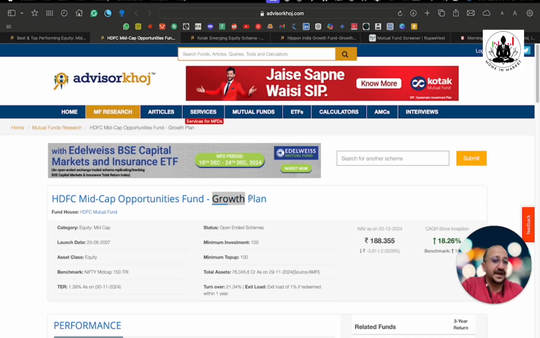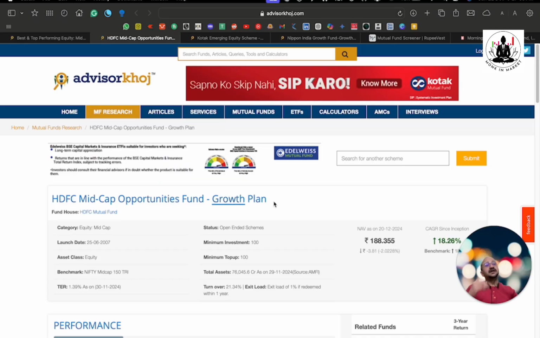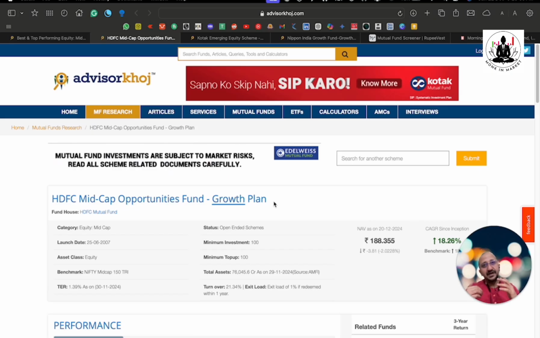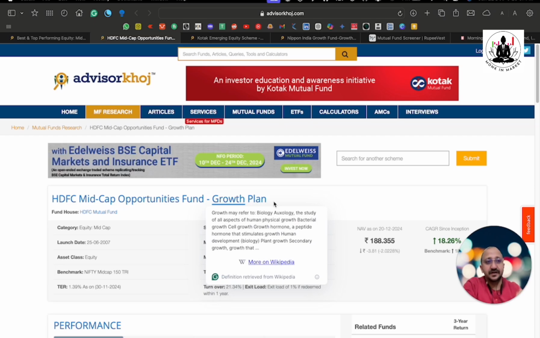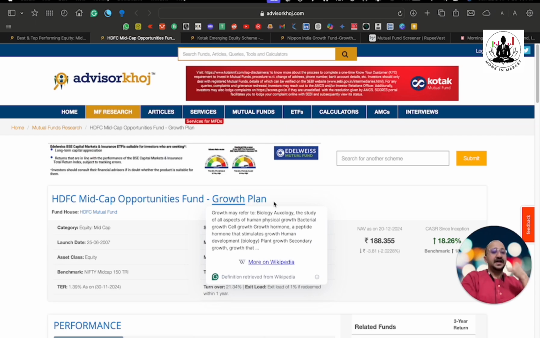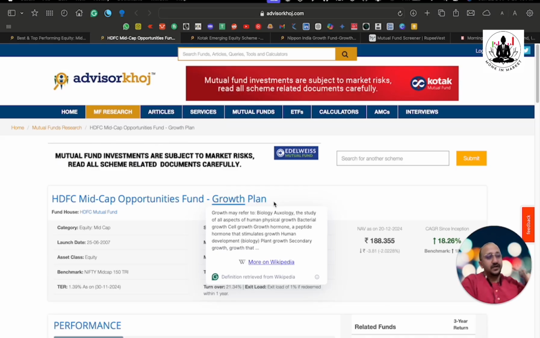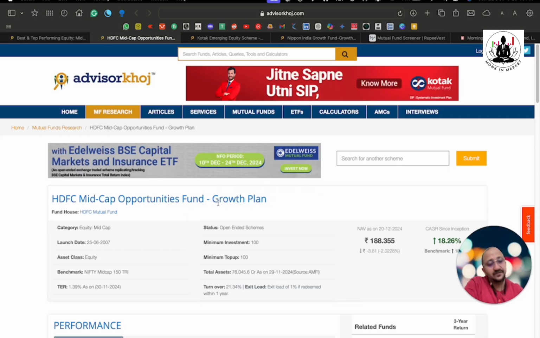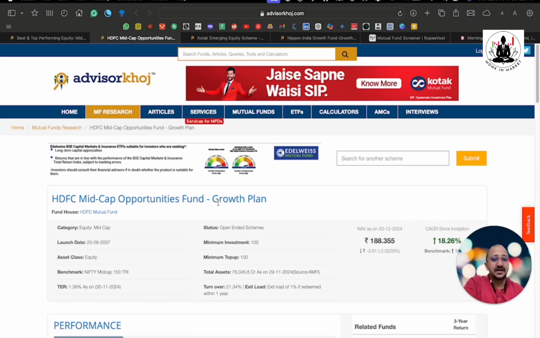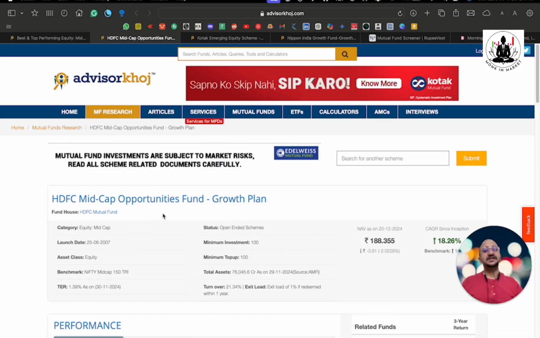Second is value plan as well. Value plan means they are going to invest in the companies which are undervalued right now. They are good, growing companies, but the shares are undervalued. Their intrinsic value is high, but the valuation is low. So, for example, the company is making good profits, they are growing, but the share price is low. Such kind of mutual funds invest in value plans. So this one is growth plan. They will be investing in the companies which are going to grow in future, right?